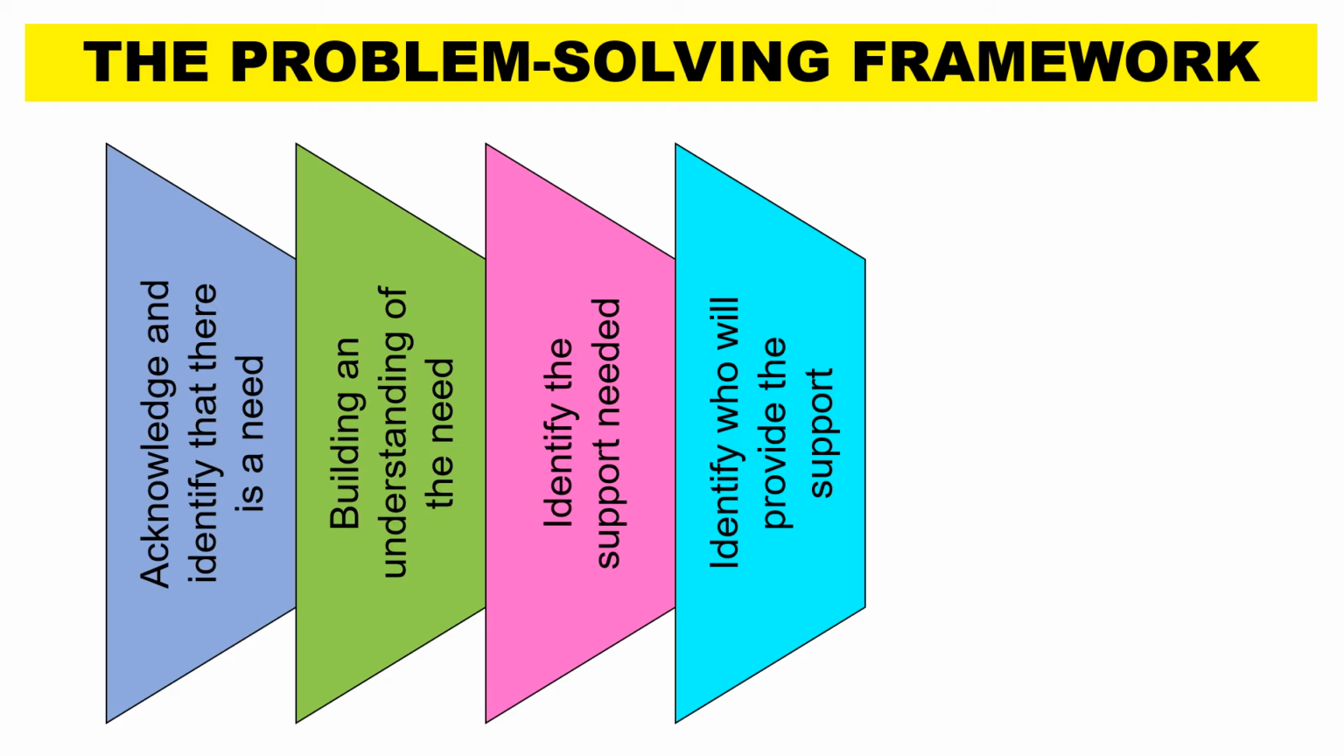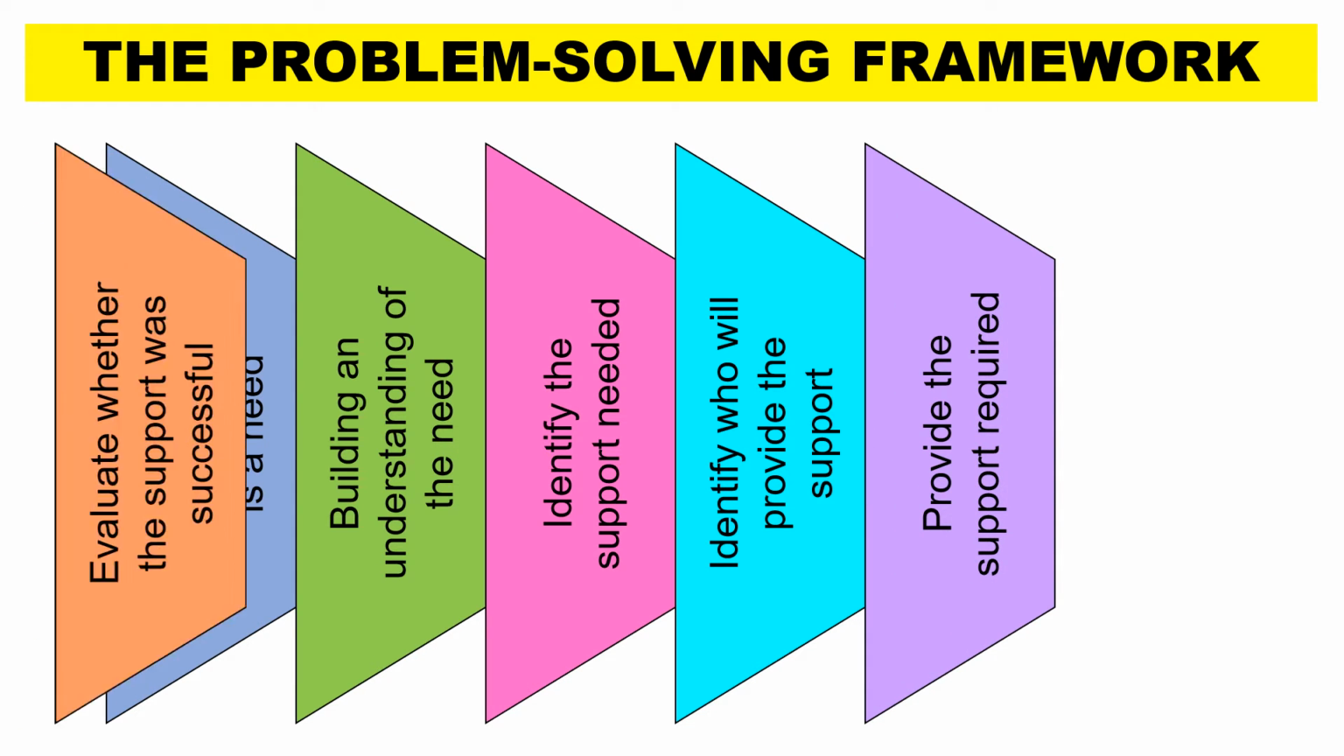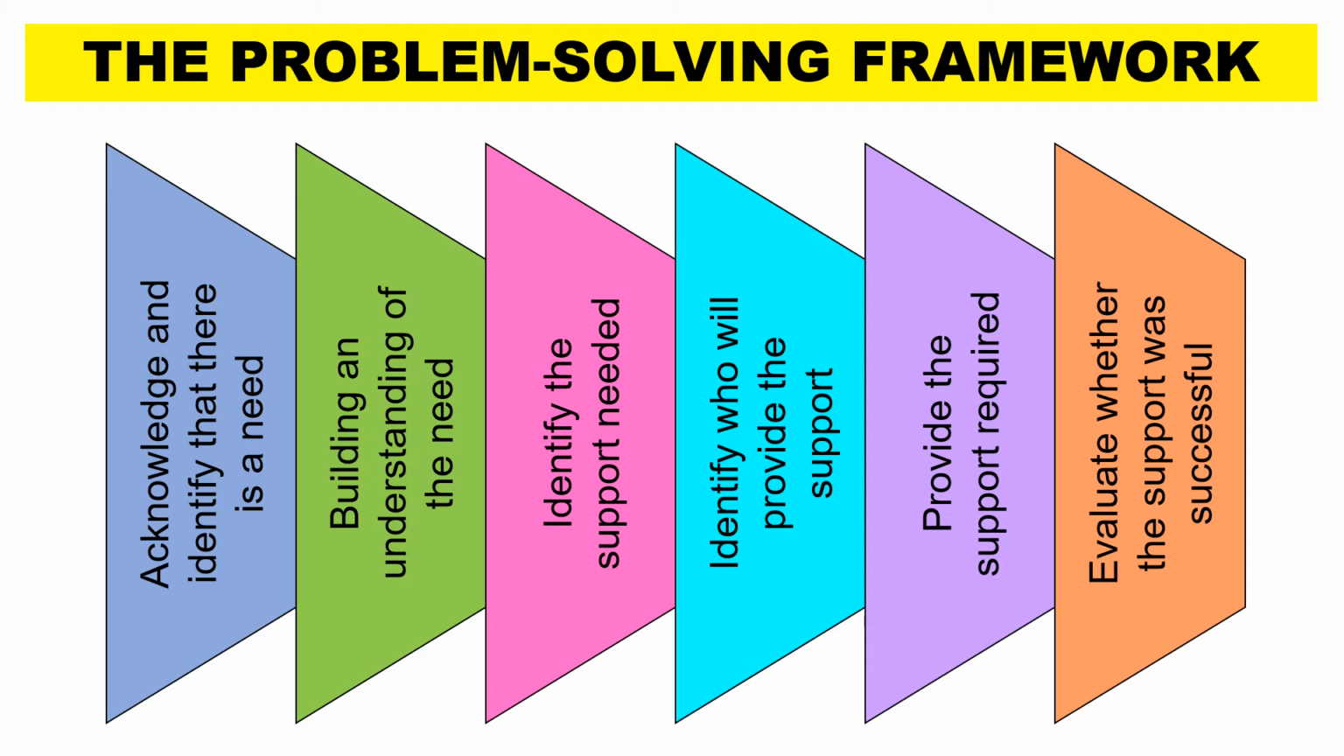Then we need to identify who will provide the support. Now, in round one, if we may call it that way, the people responsible for providing the support will always be the teacher and the parent, working together as a team. Once they've provided the support, they need to evaluate whether the support was successful. If they've found that the support is not successful, then further referral will take place.